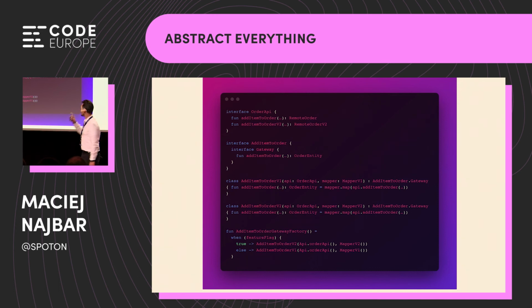So, for example, you got a new endpoint. That's great. You should create a new gateway that uses it. It will accept a different object, but it will have to return the same thing, just not to break the previous state of the app.